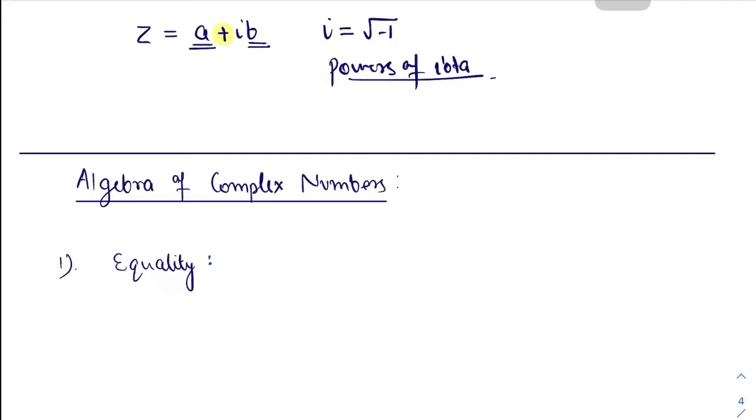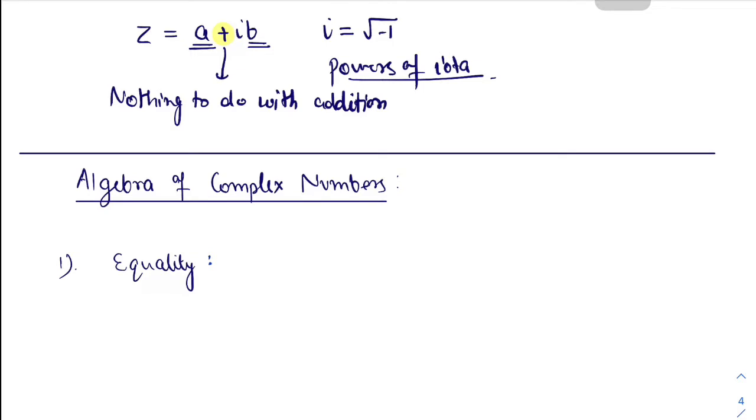This plus sign has nothing to do with addition itself. It's not like we are adding a real part to an imaginary part. In fact, we can't add a real number to an imaginary number. This is just a form of representation.